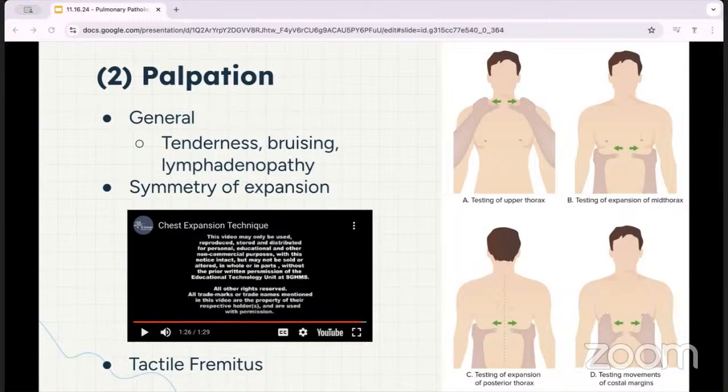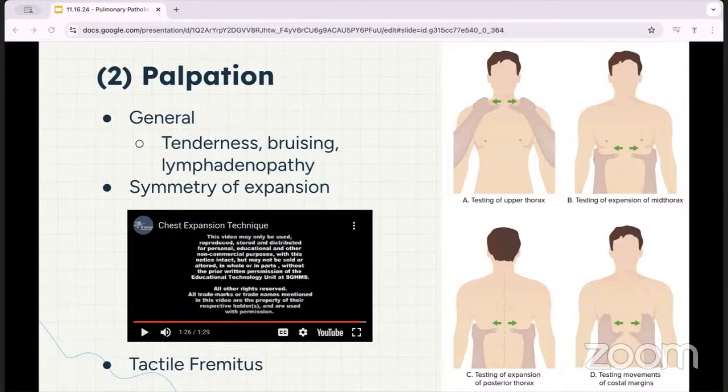You would place the palms or the edges of your hands on the patient's chest, and then ask them to say 99. The vibrations should feel the same on both sides. In abnormal findings, you would see decreased fremitus, which means the vibrations are weaker on one side. It might mean there's fluid in the chest, like a pleural effusion, or an obstruction, or air outside the lungs, like in a pneumothorax.